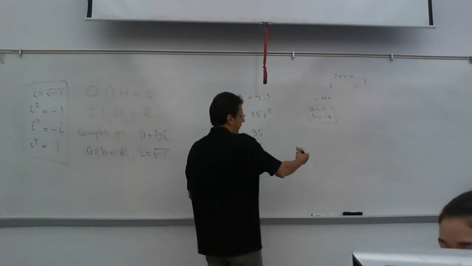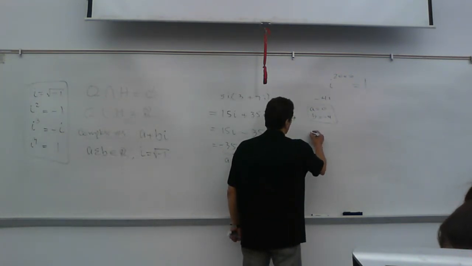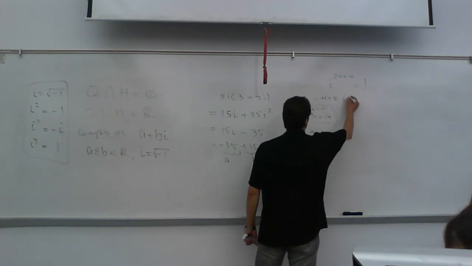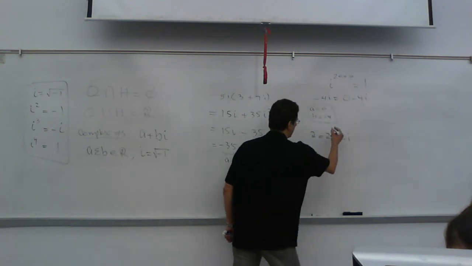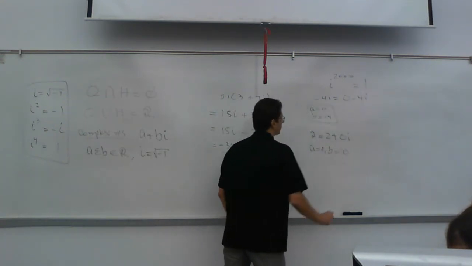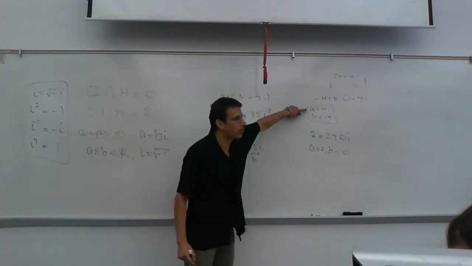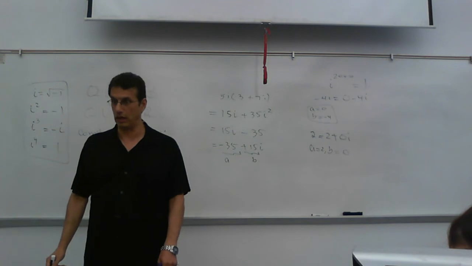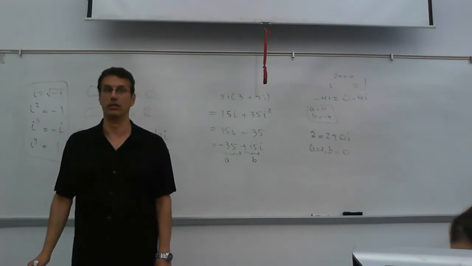However, if the number is, let's say, 2, then it's the same as 2 plus 0i. By the way, this is 0 minus 4i, right? In which case, A is 2 and B is 0. So when A is 0, purely imaginary. When B is 0, purely real number. Does that make sense to everybody?